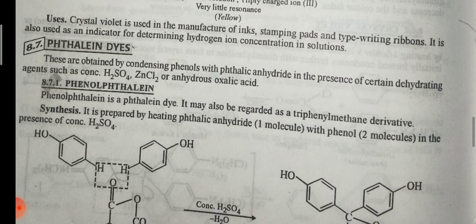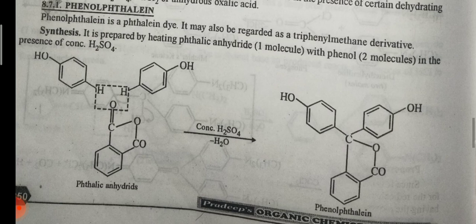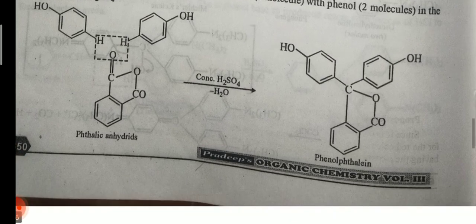Phthalein dyes. These are obtained by condensing phenols with phthalic anhydride in the presence of certain dehydrating agents such as concentrated H2SO4, ZnCl2 or anhydrous oxalic acid. Phenolphthalein. Phenolphthalein is a phthalein dye. It may also be regarded as a triphenylmethane derivative. Synthesis. It is prepared by heating phthalic anhydride 1 molecule with phenol 2 molecules in the presence of concentrated H2SO4.